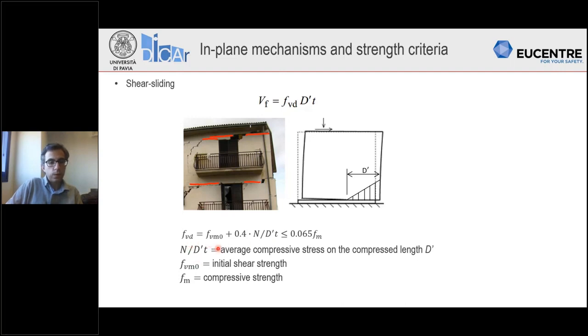FVD is given by this expression as a function of the initial shear strength and of the friction coefficient, and has this upper limit, which is depending on Fm. Now, Fm is called in Eurocode 8 compressive strength, but it has not to be interpreted as the compressive strength of masonry, which was used in the flexural behavior, but is more the compressive strength of the brick, because if you look at literature work discussing this criterion, here you can see that this is the compressive strength of the bricks.